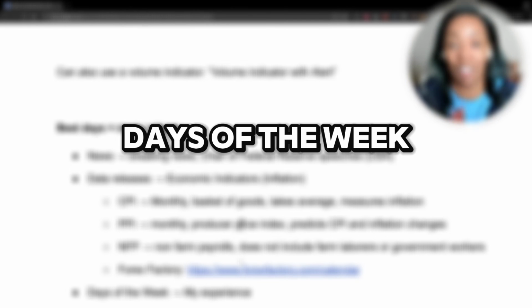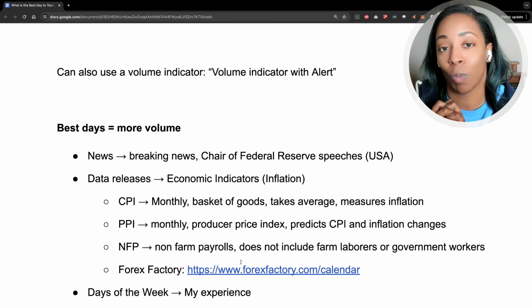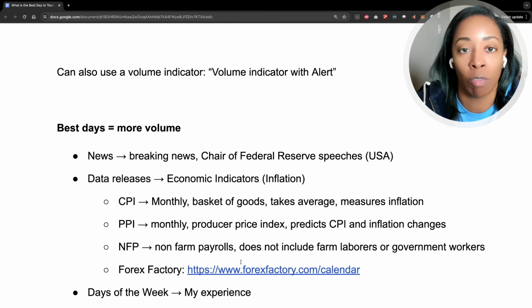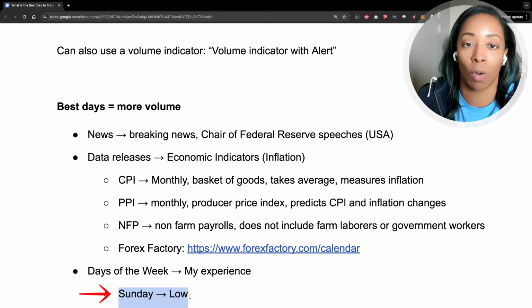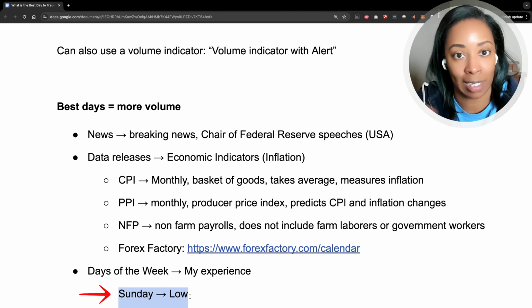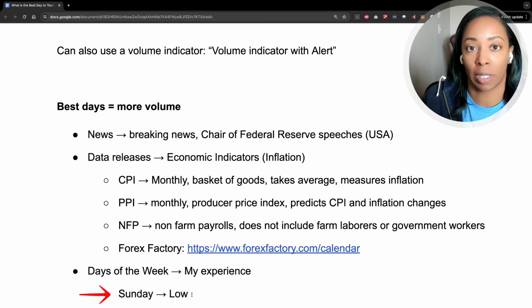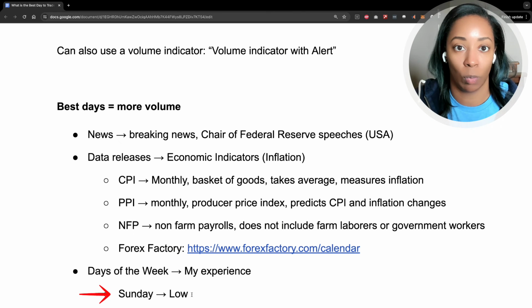So, days of the week. This is pretty much from my experience in the markets that I've traded, which days have more volume in the market than others. First, Sunday is going to be low. I have this here because if you trade Forex or some other market like commodities, gold, silver, etc., then you will see the market open on Sunday night US time, and the volume is typically low. Sometimes, depending on what's happening in the world, you may see more volume, but most of the time it's going to be really low volume.